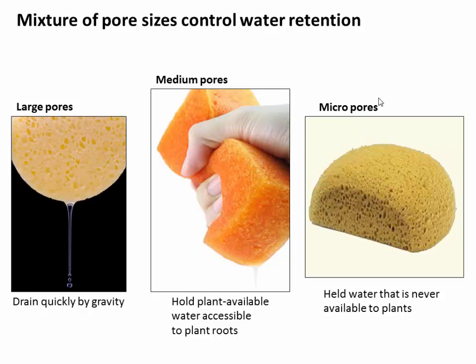But then you also know that after you wring out a sponge, it's still wet. It's not totally dry. And that's because there's still water trapped in what we would call micropores. And these micropores hold water, but that water is in such tiny spaces that it's never available to plants. It's held so tightly a plant root could never even get into the pore to get at it.